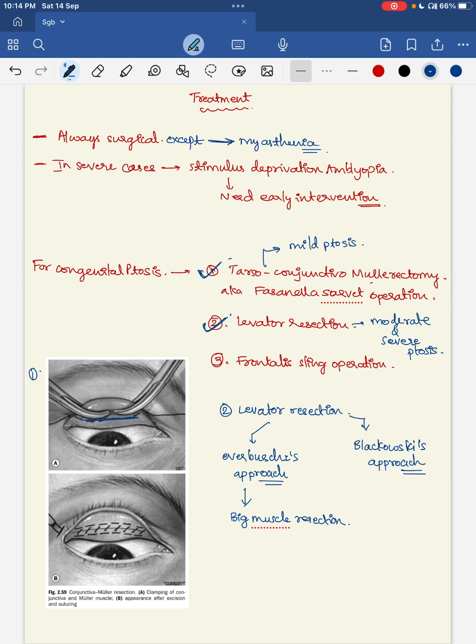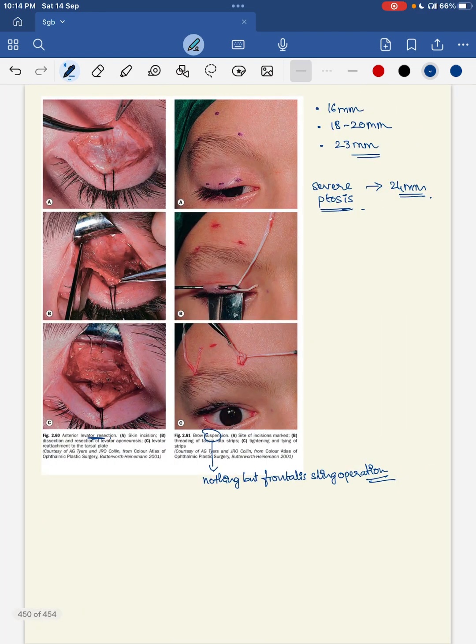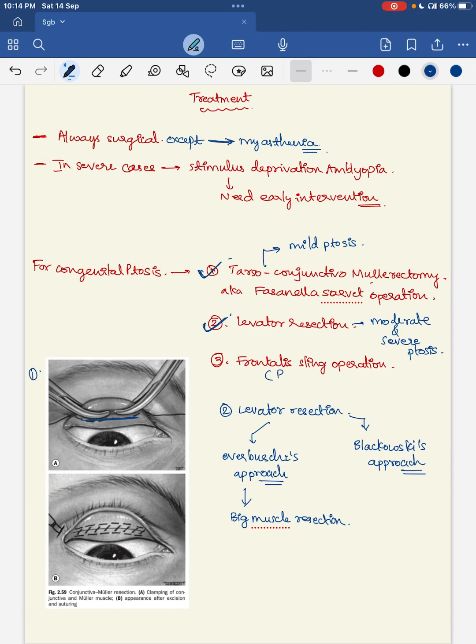Another operation which can be used even when all this is contraindicated or we can't do it properly, like when a big muscle has to be resected, is the frontalis sling operation, which is also called brow suspension. It's a simple surgery where the LPS muscle is not resected, but it is connected to the frontalis muscle using some material. It can be prosthetic materials like silicone, but most commonly fascia lata of the thigh, which is taken out and used as a sling.